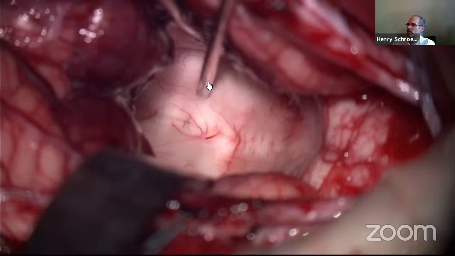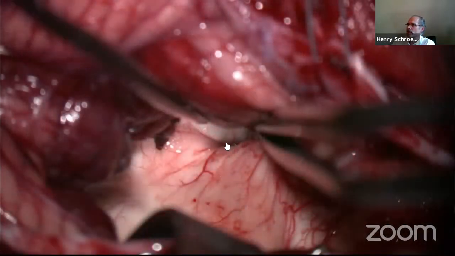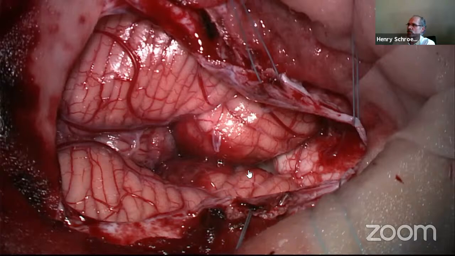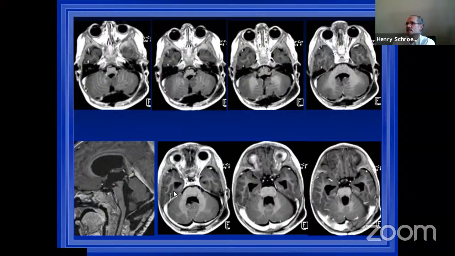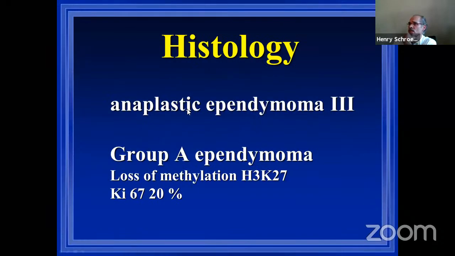This is the stimulator after surgery. And this is one of the lateral recesses. No tumor. And this is the way it looks after surgery. You see it's a little bit superficial damage to the tonsils and the uvula, but it's nothing clinically relevant. So this is the one day after surgery, no tumor remnant. And histology turned out to be a group A ependymoma.